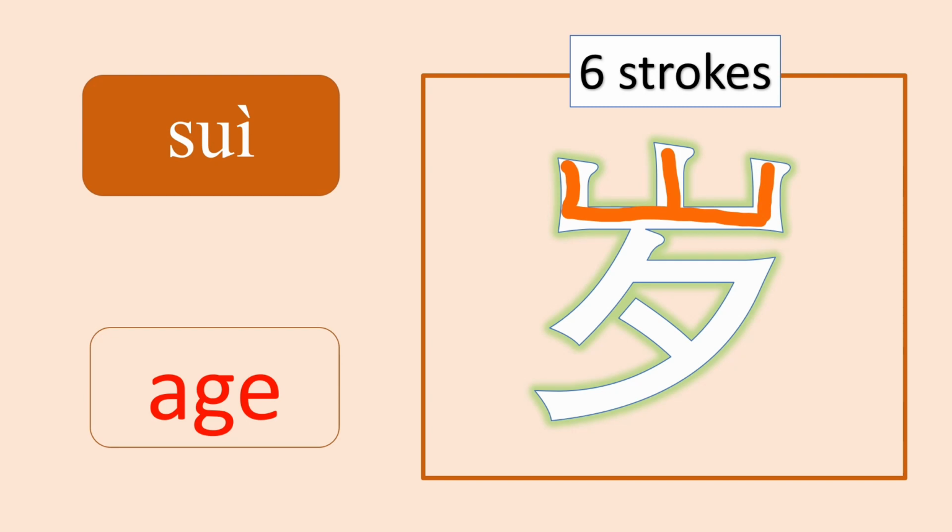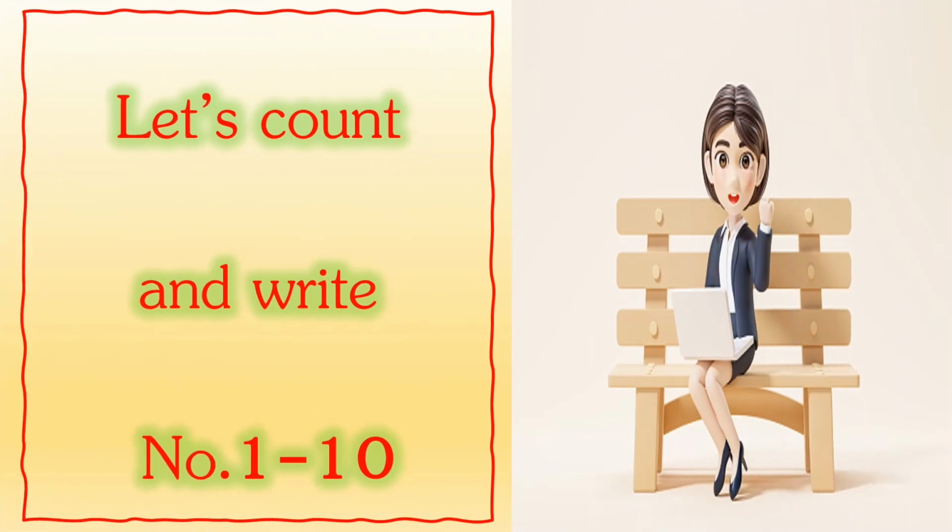Now let's look at the bottom part, or the lower part. This line first, second, and third. So altogether 6 strokes. Let's see it one more time. 1, 2, 3, 4, 5, and 6. There are 6 strokes for this word. Suì. It means age. You can pause here and practice writing before we move on. And come back to practice writing and counting numbers 1 to 10 in Chinese.